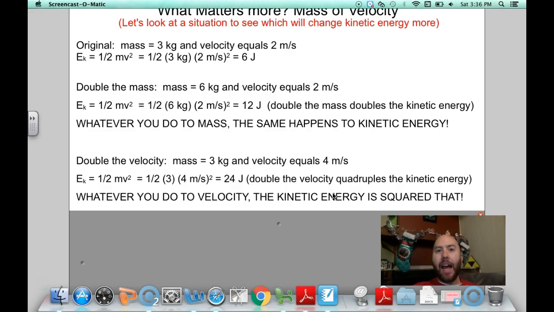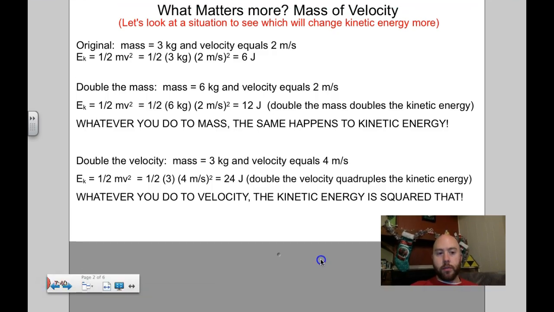If I take half the velocity, what happens to my kinetic energy? Well, half squared, for those of you who don't know, is 1/4. So my kinetic energy goes down to 1/4, which is a big change. This is called directly proportional squared. So whatever you do to velocity, you square that, and that's what happens to kinetic energy.